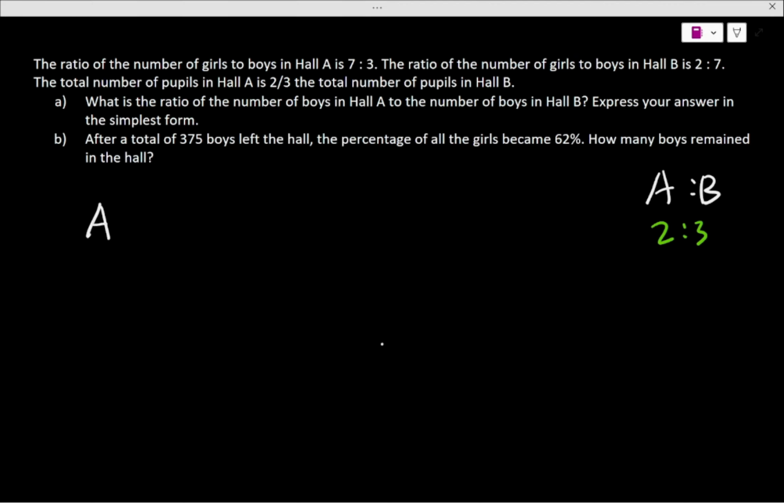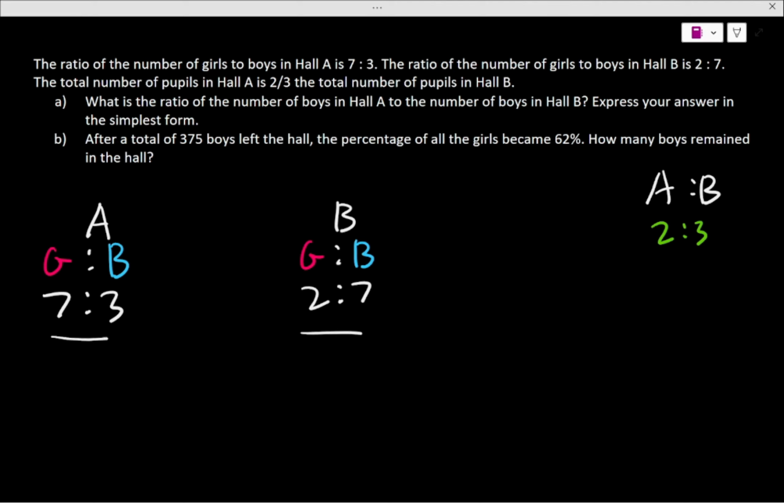Okay, next, let's use the information from the first sentence. For Hall A, the ratio of the number of girls to the number of boys is going to be 7:3. And for Hall B, the ratio of the number of girls to the number of boys is going to be 2:7. Ultimately, we need to make sure that the number of units for each of these would be in a ratio of 2:3.